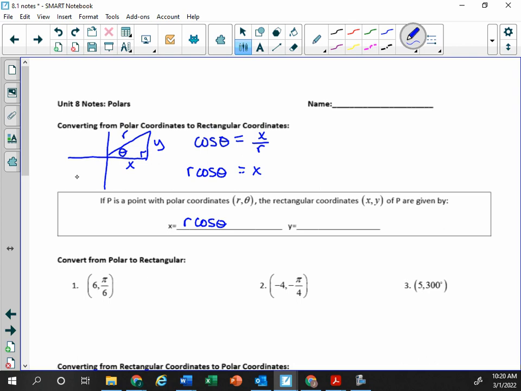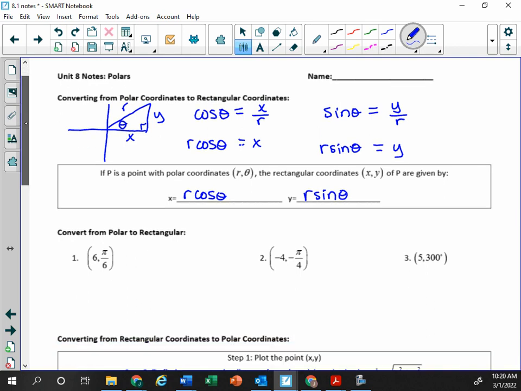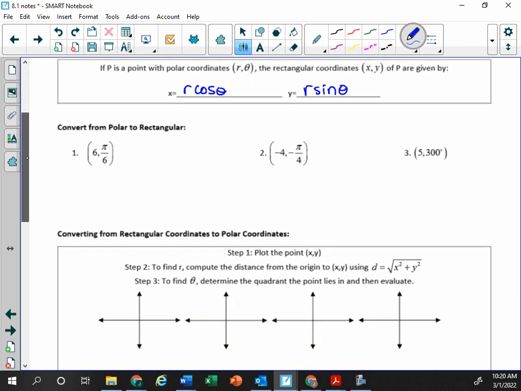Y is r sine theta? Yep, because if we start with sine of theta with my little triangle here, that would be y over r. And then if you solve for y, you're exactly right, it is r sine theta. Hopefully it's fairly easy to remember because cosine always represents x and sine always represents the y.